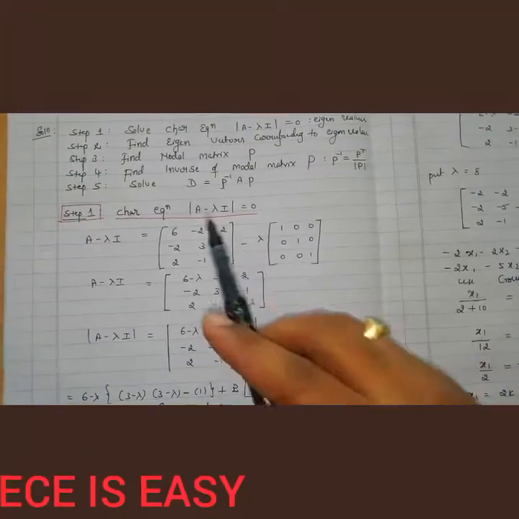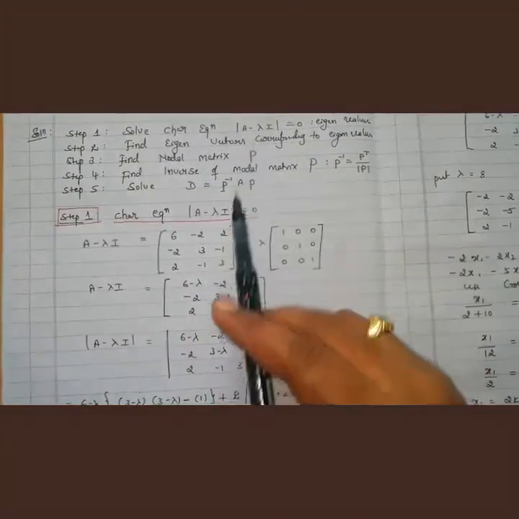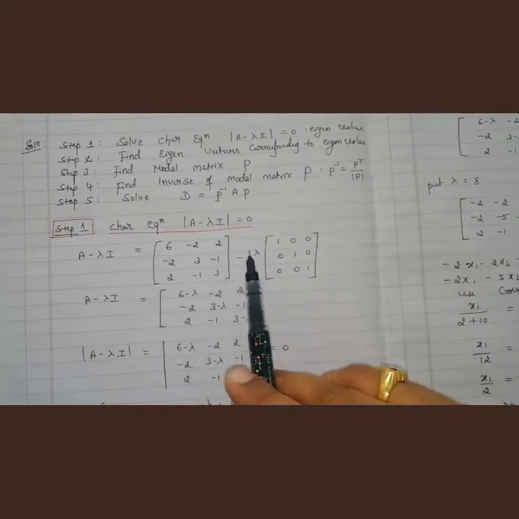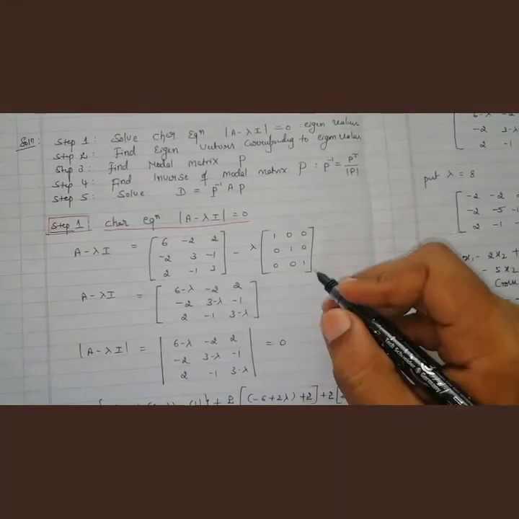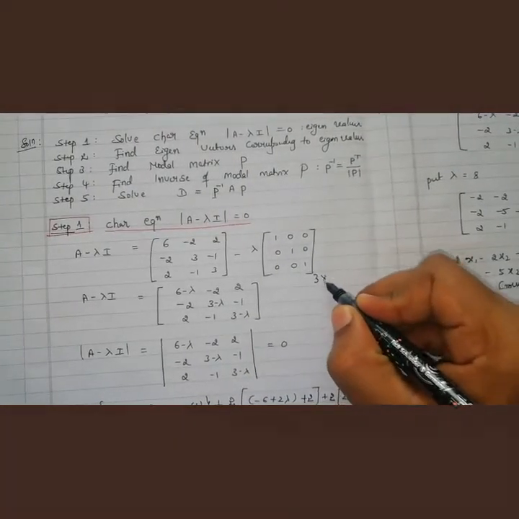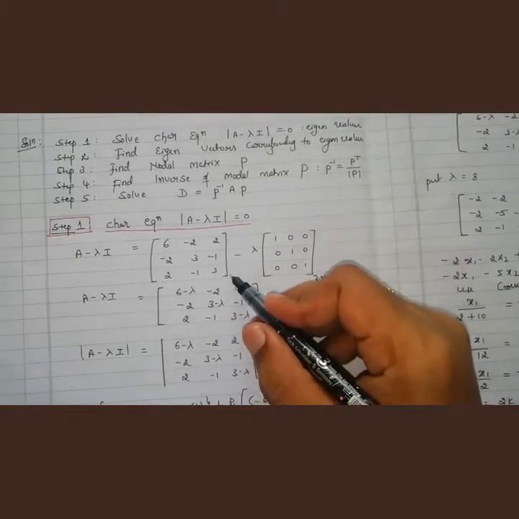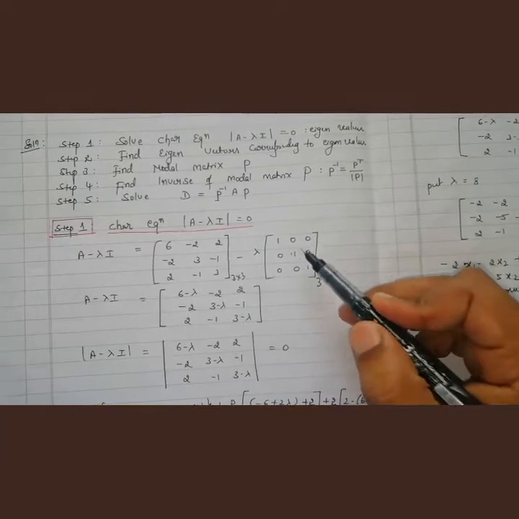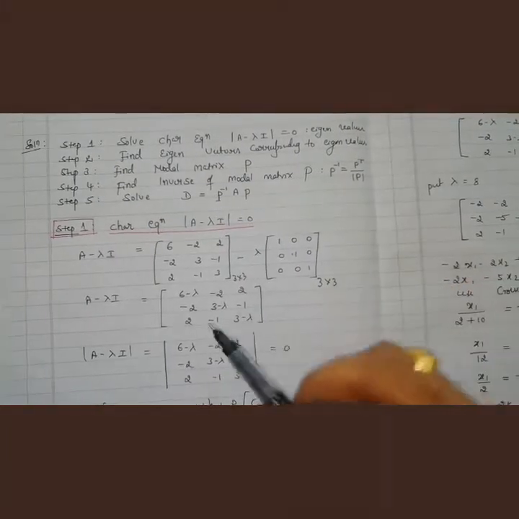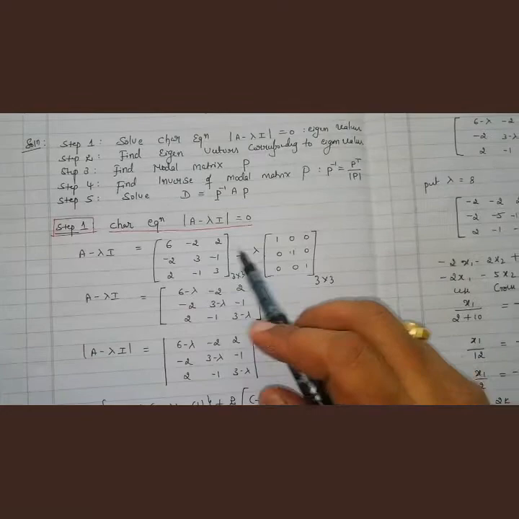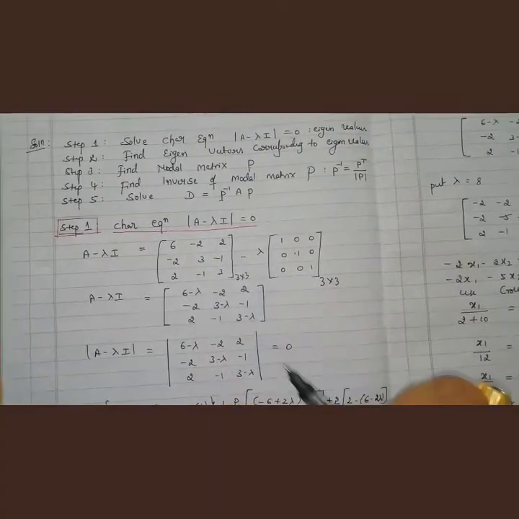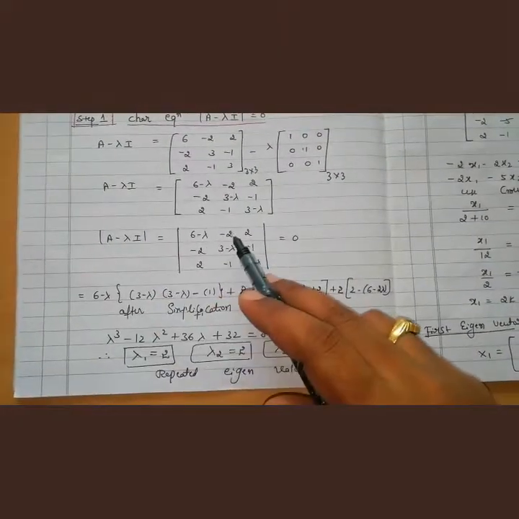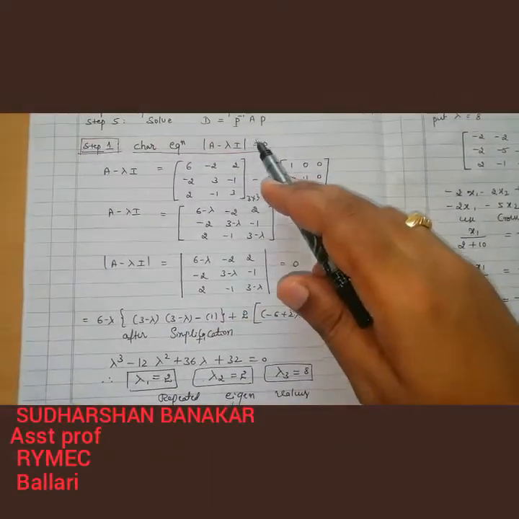Step number 1, characteristic equation: determinant of A minus lambda I is equal to 0. What is A minus lambda I? A is the given matrix right here, minus lambda I. I is a 3 cross 3 matrix because the given matrix A is 3 cross 3. So we choose the identity matrix, with diagonal elements 1, with 3 rows and 3 columns. Then a simple matrix subtraction gives you this. After that, take the determinant and make it equal to 0, because it is the characteristic equation.